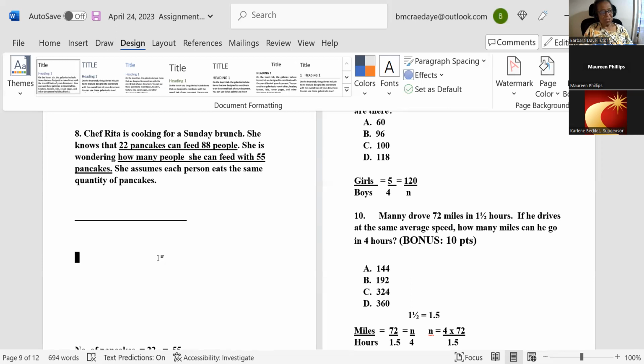Pancakes over people equal pancakes over people, or people over pancakes equal people over pancakes. So set it up and then solve it. Pancakes over people. And then put your numbers in, set it equal as a proportion, and solve for that one number that you're missing.